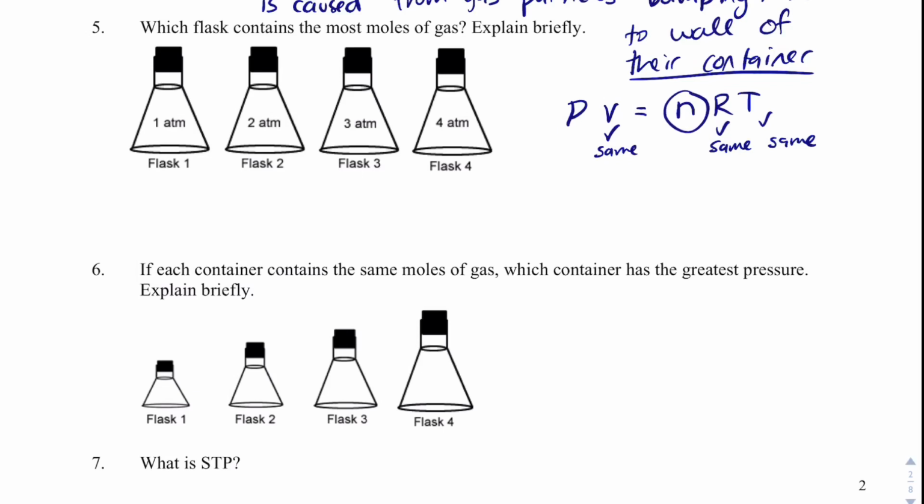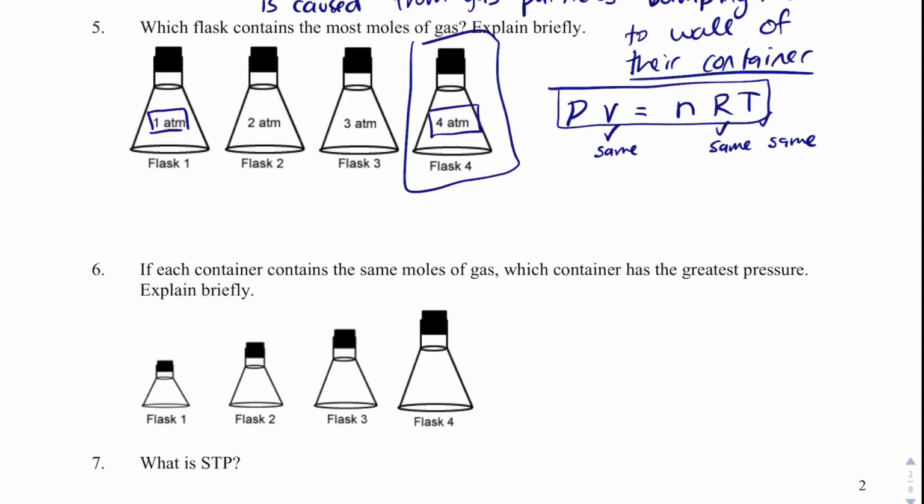So which one has the most moles? Well, we've got to look at our pressure. So it's either going to be the container with 1 atmosphere or 4 atmospheres. And it's actually going to be the container with 4 atmospheres. Pressure and moles have a direct relationship. So if we hold the volume constant, which it appears to be here, then the container with the most pressure will contain the most moles of gas. And if you plugged numbers into PV equals nRT, that would be proven.